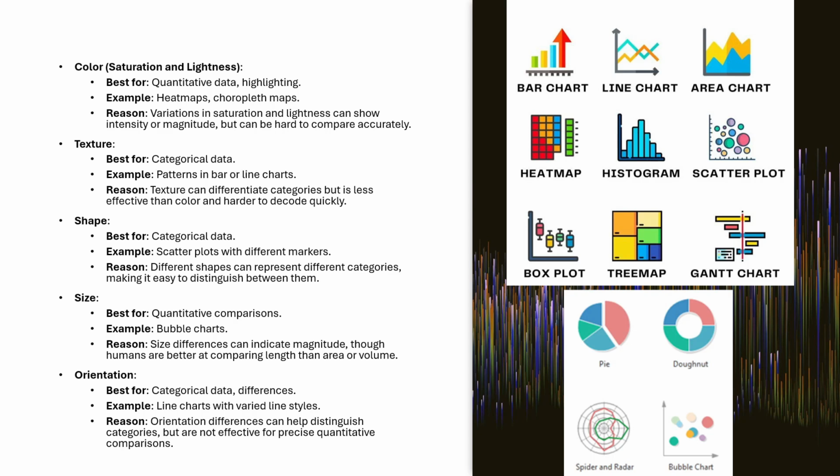That is another part. Texture, again, is used for categorical data. Patterns in bar or line charts can be given as a structure, but it is less effective compared to color and other elements. Shape is best for categorical data. For example, a scatter plot with different markers used to differentiate different elements in the data set. Different shapes can represent different categories, making it easy to distinguish.